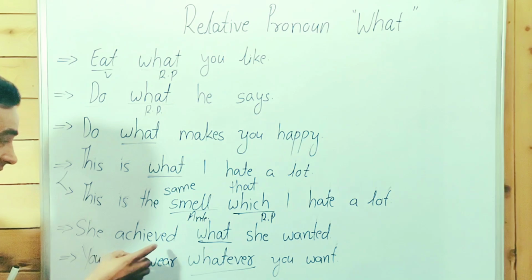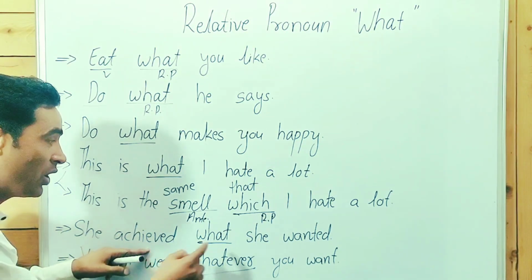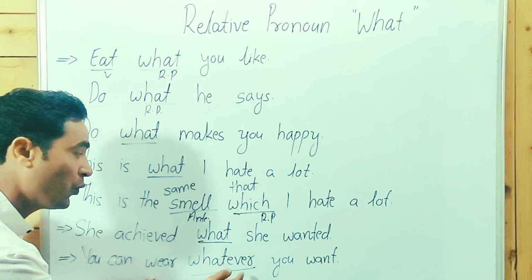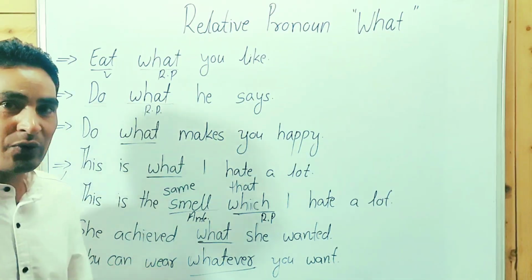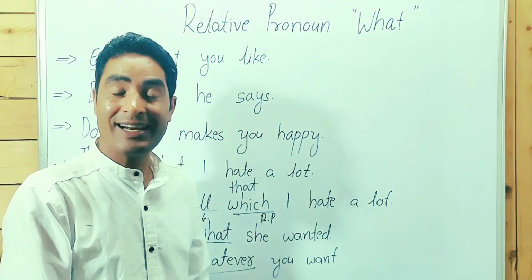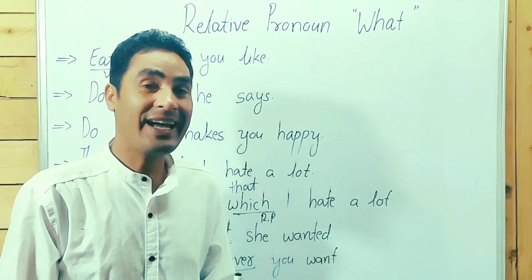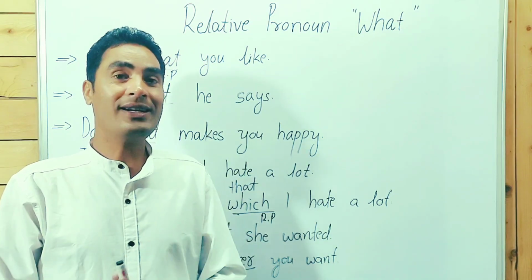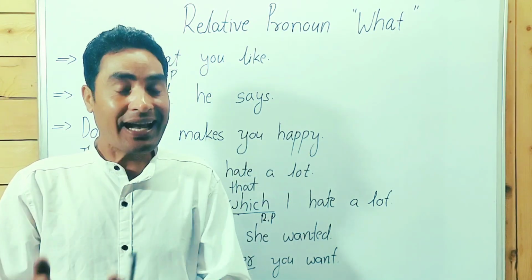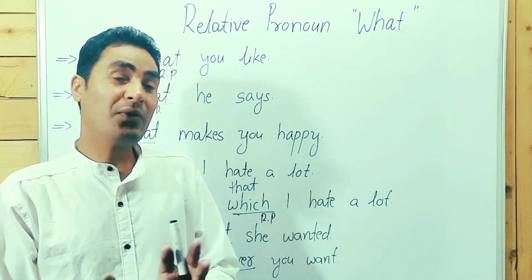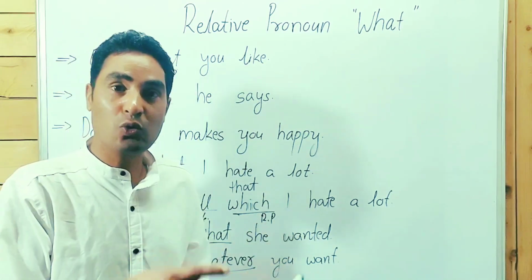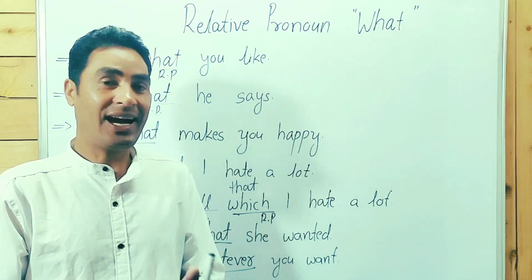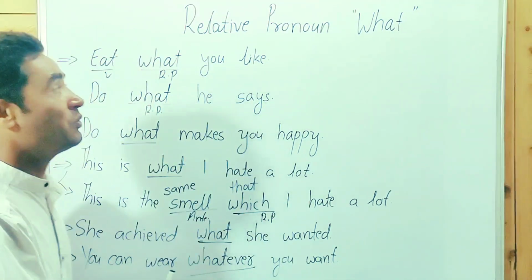But in these sentences, she achieved what she wanted, you can wear whatever you want, the noun has not been mentioned. In this case, we use the relative pronoun what. I hope you understood. I repeat, what is the only relative pronoun that doesn't have an antecedent. If we have an antecedent, we use who, whom, which, and that. In the next slide, we will see some examples.